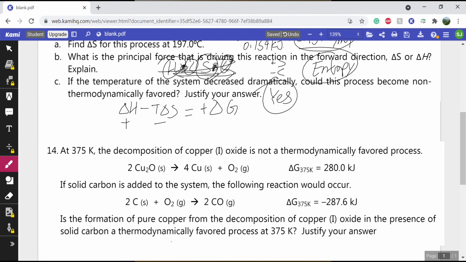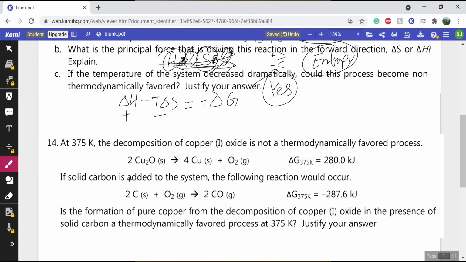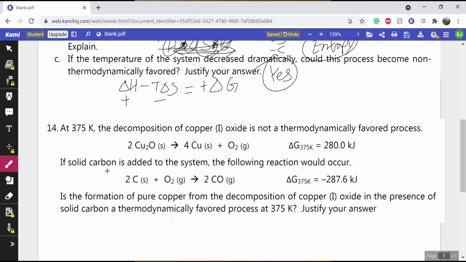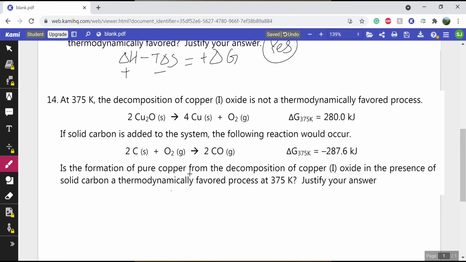Now finally, at 375 K, the decomposition of copper oxide is not a thermodynamically favorable process. Now if solid carbon is added to the system, this reaction will occur. So let's see, in this reaction, O2 gets cancelled out, and our reaction would be decomposition of copper oxide, 2Cu2O, plus 2C, in the presence of solid carbon, which makes 4Cu plus 2CO.